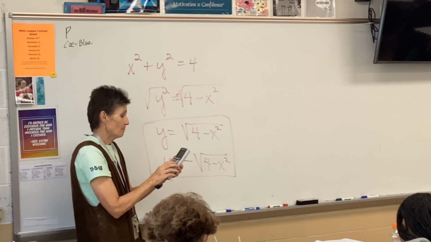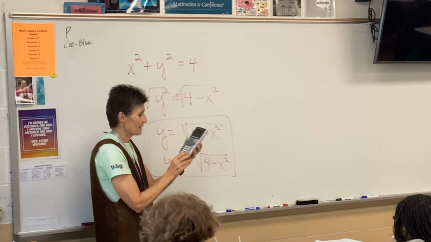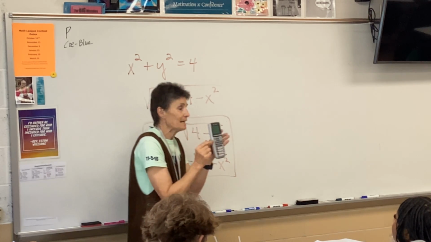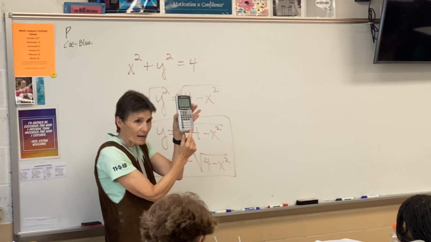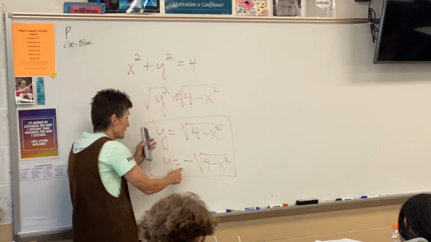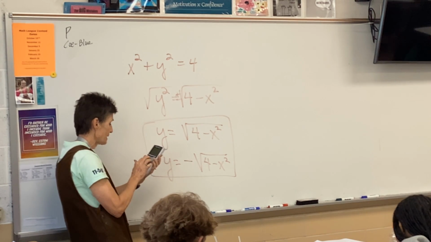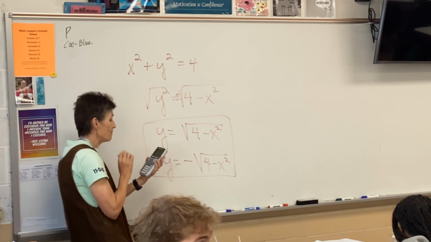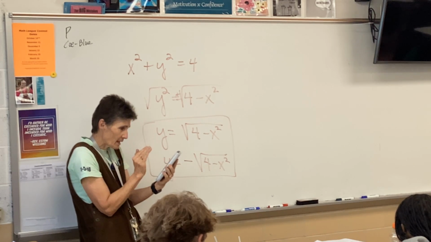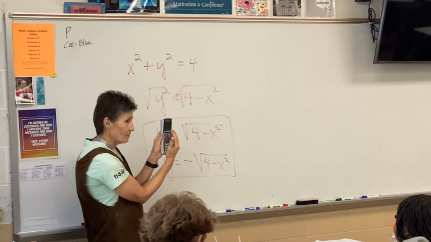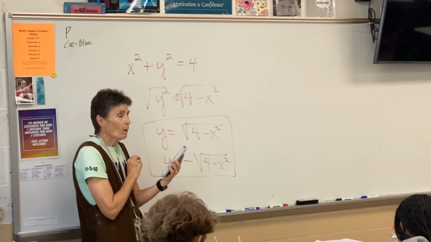And then negative. Yesterday, oh my gosh, we had a kid having all kinds of issues. Negative is right here, guys. That's the negative. Don't use the subtraction. So negative square root 4 minus x squared. Now, before you hit graph, look at your screen because I want you to watch what happens. Hit graph. Okay? Watch. What happened?